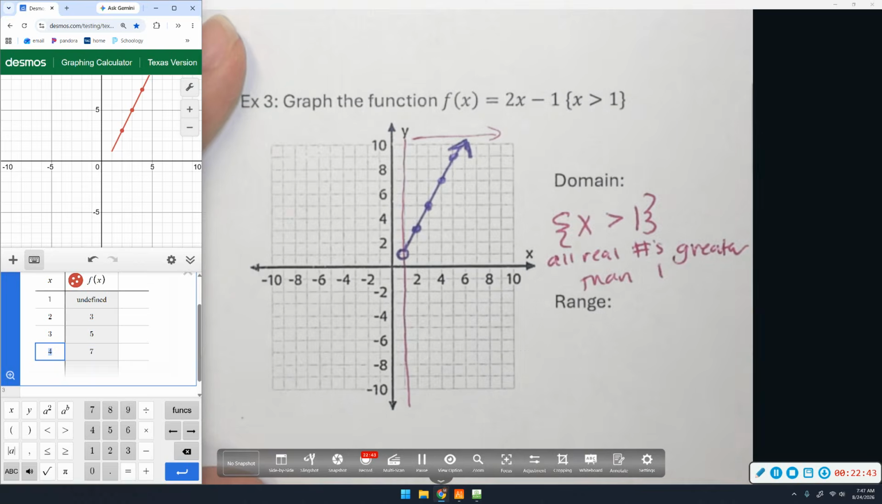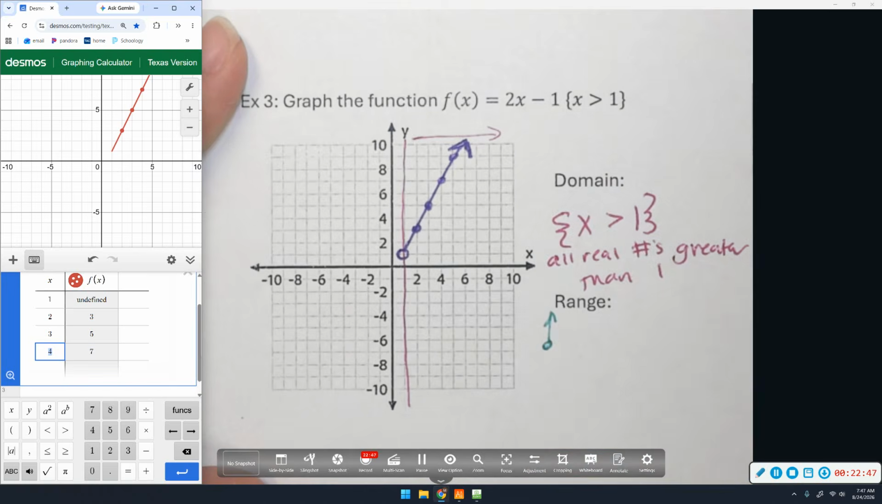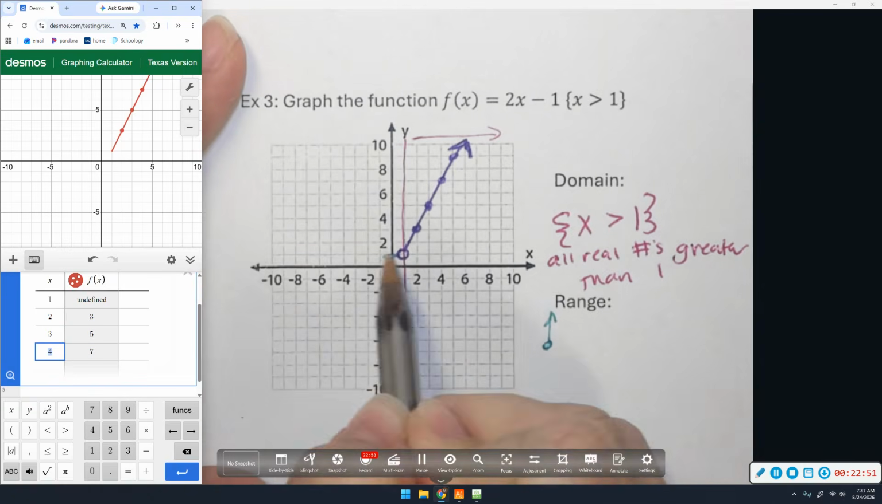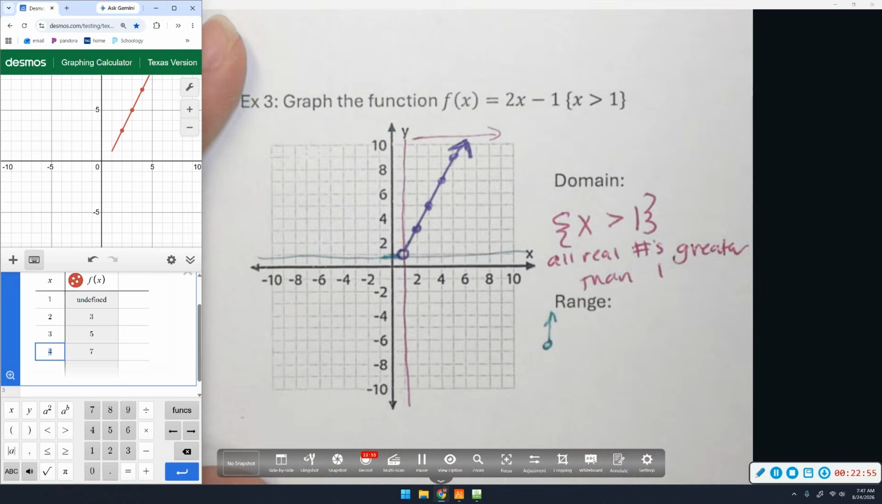Now we have to find our range. Remember, range is bottom to top. What is the lowest this graph goes? 1. The lowest it goes is 1. It never goes lower than here. So what symbol am I going to use? Y is greater than 1 or less than 1? Yeah, because it's going up forever. It's going to the bigger y value. So y is greater than 1.